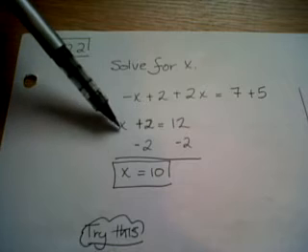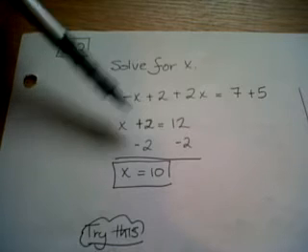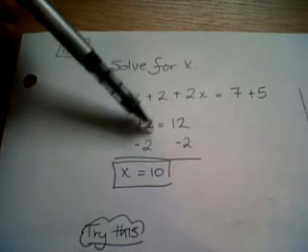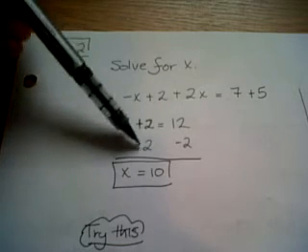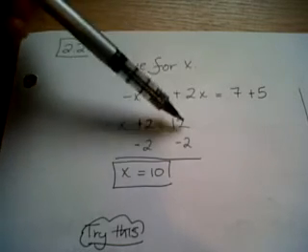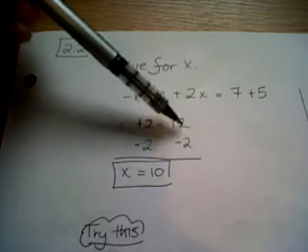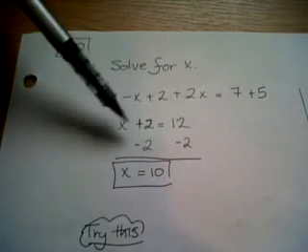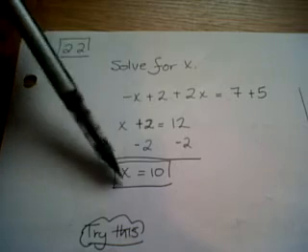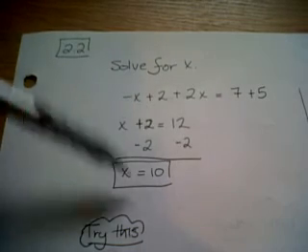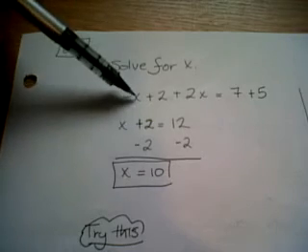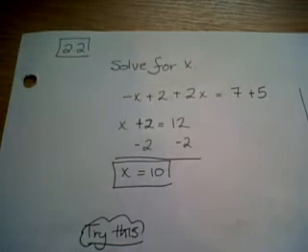Again, my goal, get x by itself. What's happening to x? A 2 is being added. I'm going to do the opposite operation, so I'm going to subtract a 2 from this side. Then I also have to subtract a 2 from the other side of the equation. So I'm left with x on the left-hand side, and 12 minus 2 gives me 10. I can check my solution by plugging it back into the original equation, solving it out, and I will see that it works.